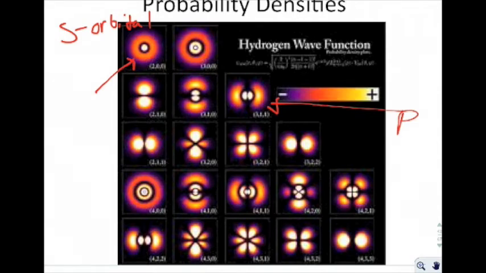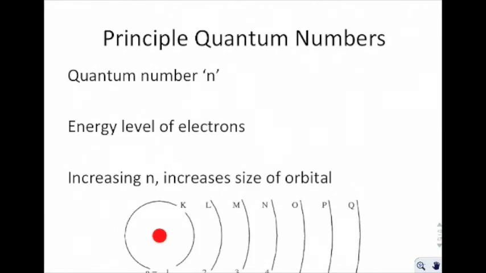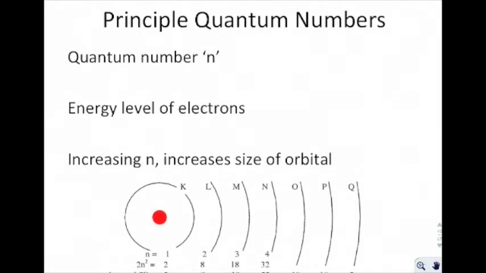Now, remember that whenever we talk about these shapes, the light part of the shape represents where the electron is 90% of the time. Okay, so that's a really key thing too. The electron could be somewhere else, but 90% of the time it's in that shape. So now we come to the idea of principal quantum numbers.